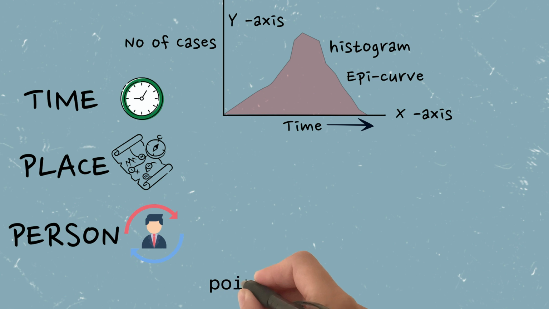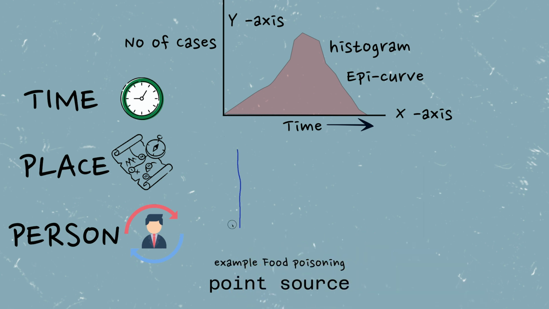The first is a point source outbreak. This happens when the outbreak is from a point source. For example, if there is an outbreak of food poisoning after eating contaminated meat served at a restaurant, the typical pattern of this is a sharp rise in cases followed by a rapid decline.